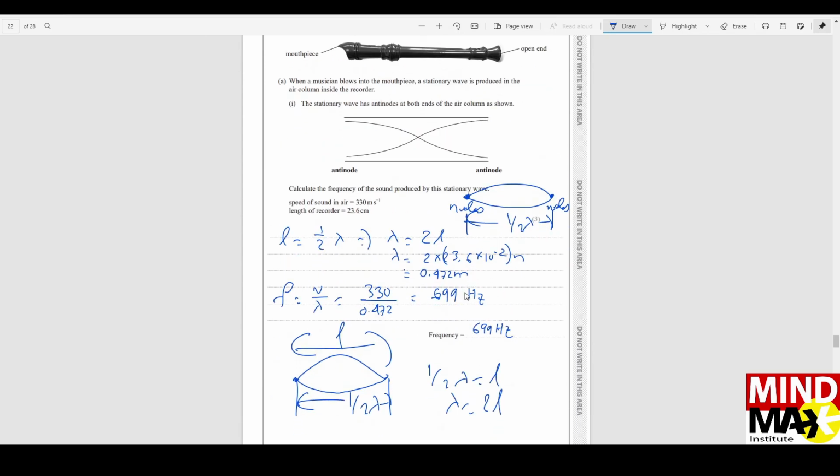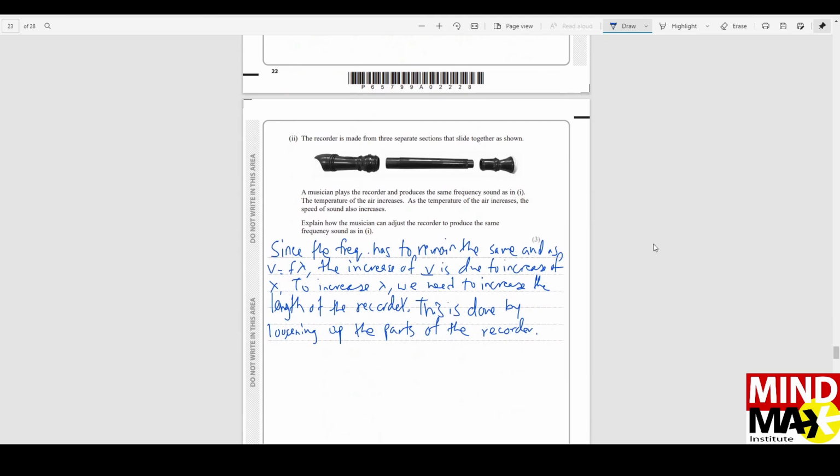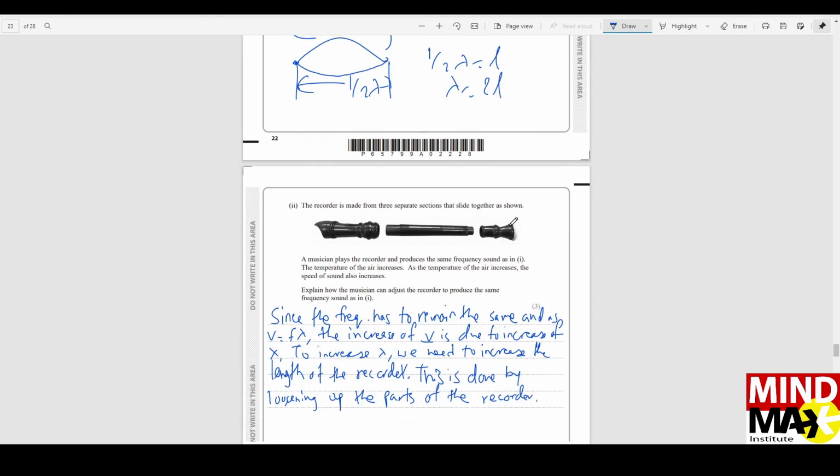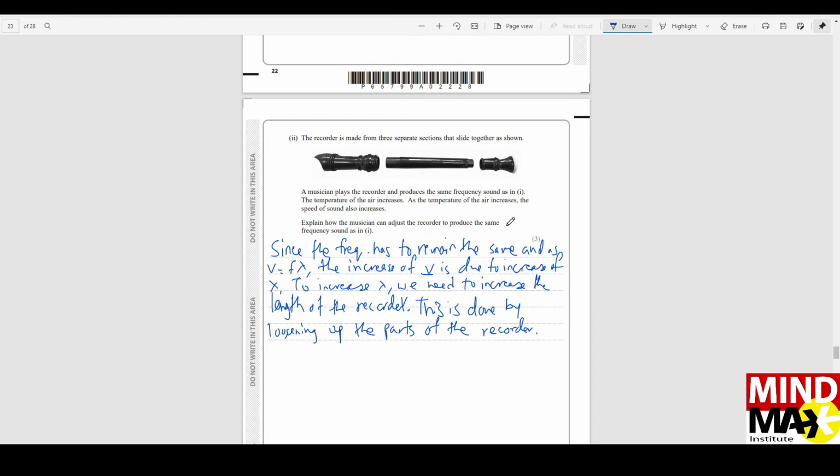That's what I did. And now that I know lambda, frequency is speed per wavelength. Speed I know. I found the lambda, put it here, I get 699 hertz. Now the musician plays the recorder and produces a frequency of sound as in 1. So in 1, we found the frequency to be 699. The musician plays the recorder and produces the same sound.